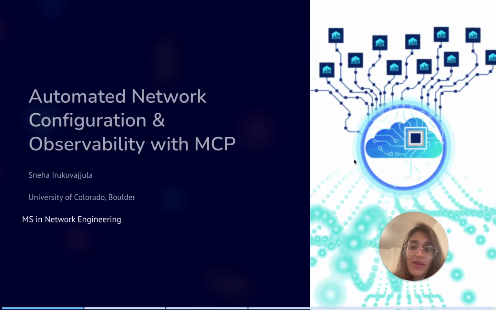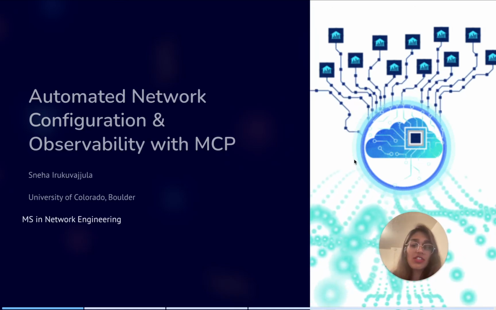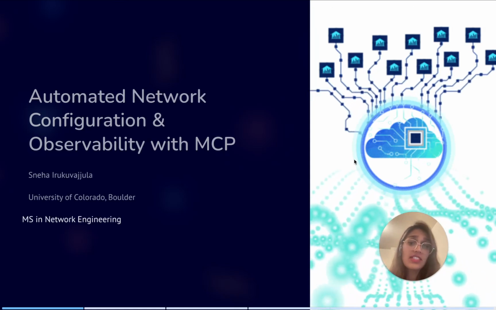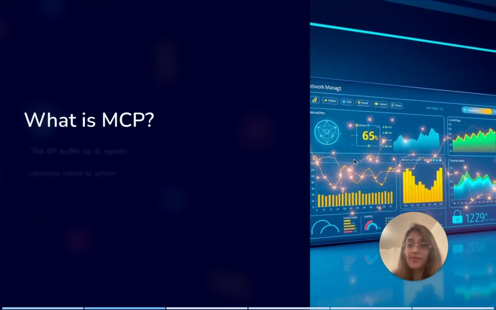In this video, I will walk you through a project I've built that combines natural language, network automation, and agentic intelligence, all tied together using Model Context Protocol, which is gaining a lot of traction nowadays, which is MCP. So the MCP server configures routers, monitors interfaces, and sends alerts, all from just plain English commands.